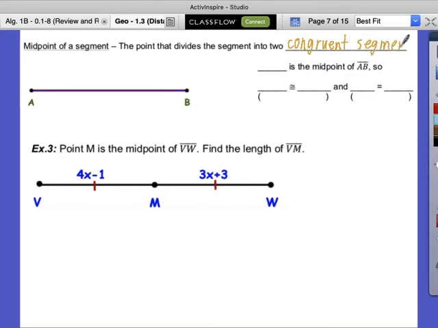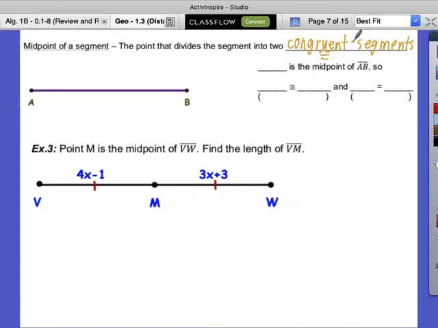Which means they're going to be equal halves because they're congruent segments. Now, if you would rather, for note-taking purposes, instead of writing out the word congruent, put the symbol for congruent and save yourselves time and space, do it. If it makes sense for you, awesome. If not, write it out.